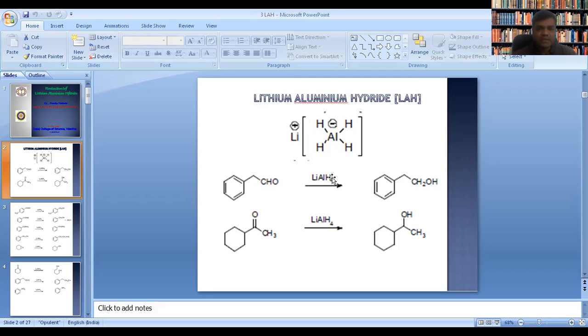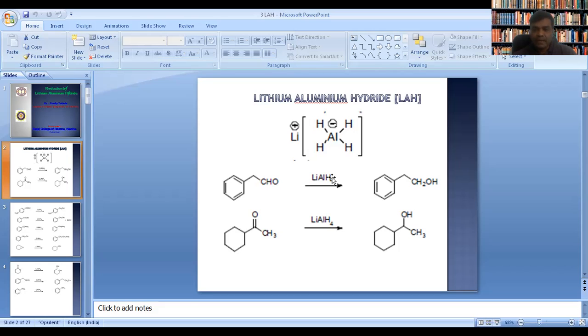First, we will see the applications of lithium aluminum hydride. Lithium aluminum hydride is a powerful reducing agent which reduces many functional groups to the corresponding product. It can reduce aldehyde to primary alcohol, ketone to secondary alcohol, esters to primary alcohol, carboxylic acid to primary alcohol, and amide is converted to amine with this lithium aluminum hydride.